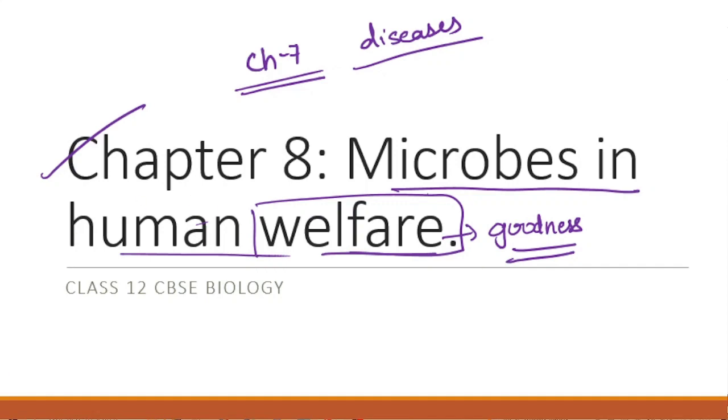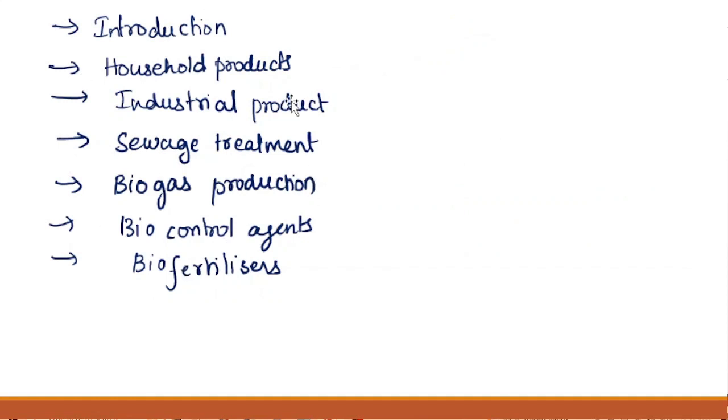Before going into the chapter, I wanted to give the gist of what we are going to talk about, because you have to know what things are present in the chapter. First we will talk about the introduction. Then household products, how microbes are used in the house, for preparing curd and batter. You eat idlis, dosas and all, which are also prepared from microbes only.